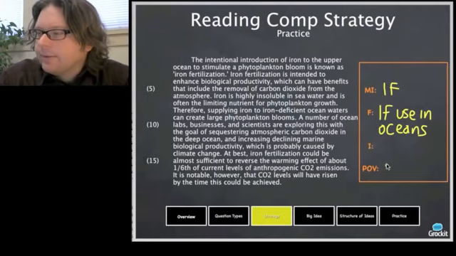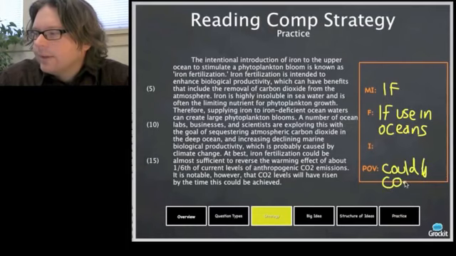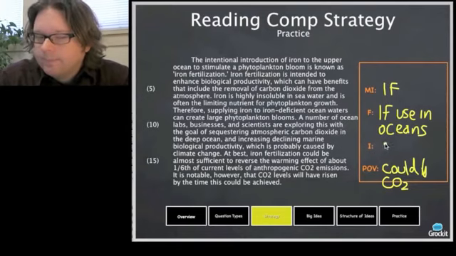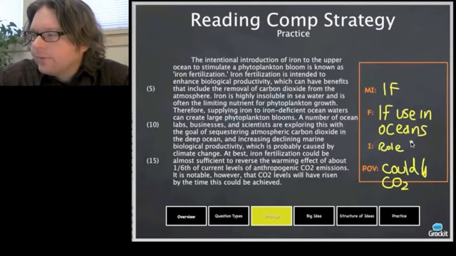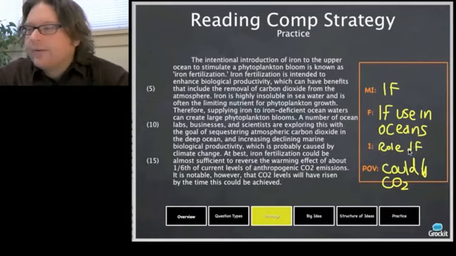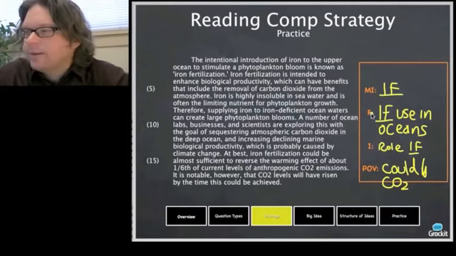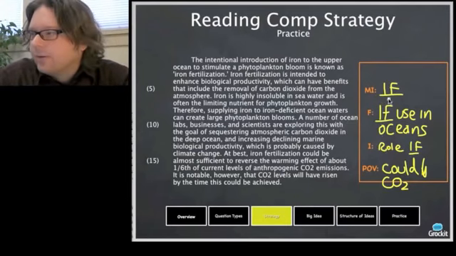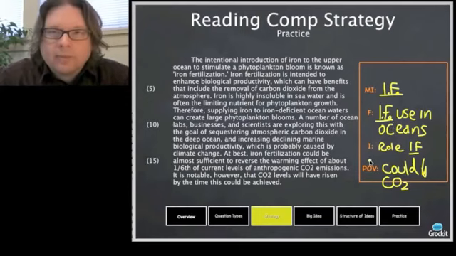Okay, so the intent, I would probably say the author's point of view is that it could reduce the carbon dioxide. And I would say the intent is probably the role of iron fertilization, role of IF. Maybe I should underline it to make it clear that's an abbreviation.